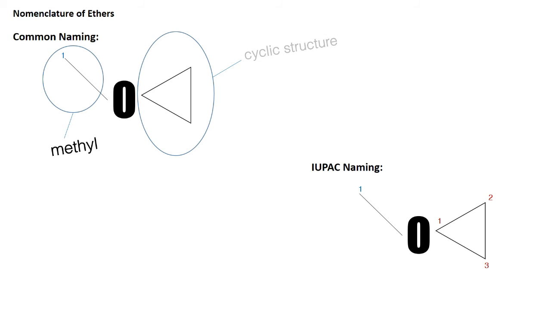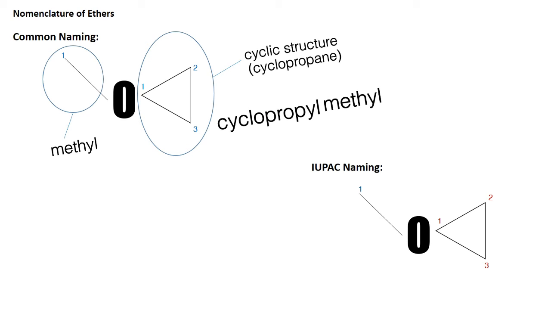And for the last example, as we can see in this molecule, there is methyl and the presence of a cyclic structure. And since there are three carbons in this cyclic molecule, this is called cyclopropane. And since the alkyl groups attached to the oxygen must be arranged alphabetically, its common name must be cyclopropyl methyl ether.